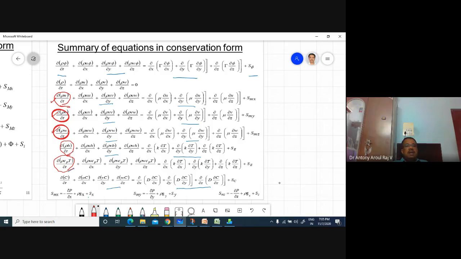And what about the concentration? Okay, what about the concentration? So for example, I'll give you one more example. Think that you are having a mosquito repellent inside the room. Okay, you are switching on the mosquito repellent. So the moment you switch on the mosquito repellent, you will not have the chemical distributed throughout the room immediately. It will take some time.